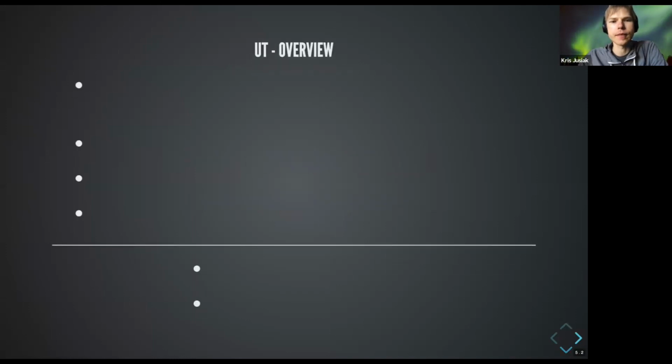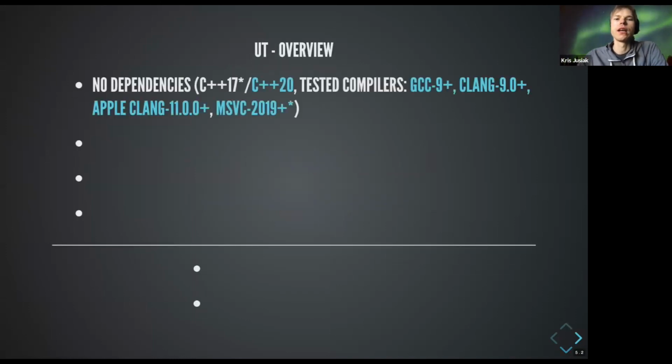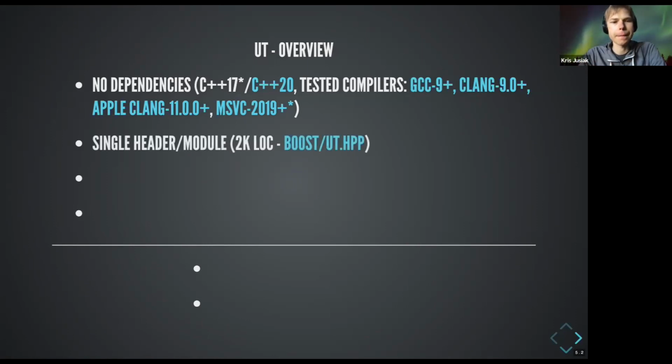Okay. So just an overview. The framework, which is available on GitHub, as the link above show, it has no dependencies besides the STL. It's kind of supported in C++ 17 because the source location is implemented by the compilers, but the applications are limited, so I wouldn't count on it. It's fully C++ 20. It works with GCC 9, Clang 9, MSVC as well, with some caveats. It's a single header, single module, 2,000 lines of code.